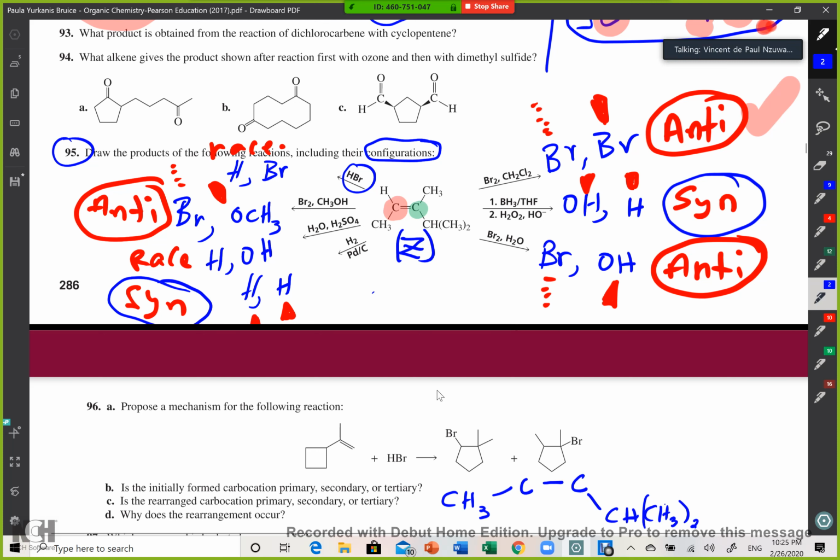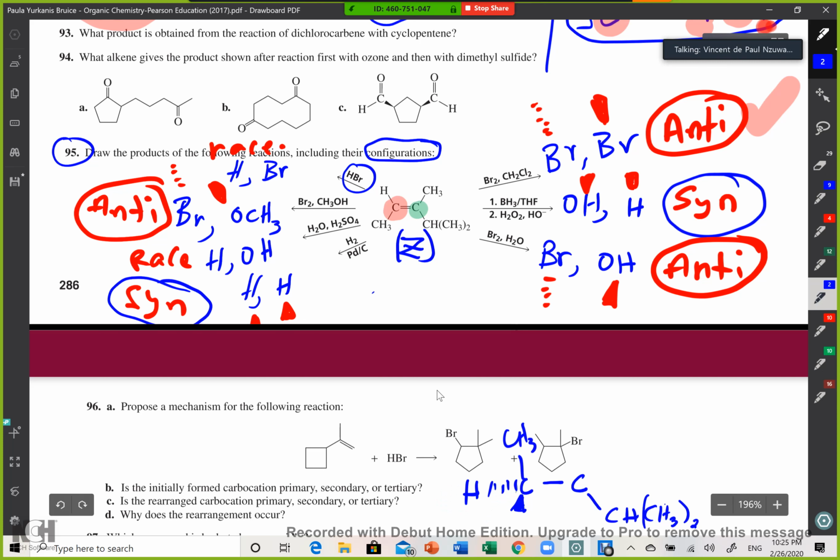Then I have to draw, remember, those stereochemical drawings. One of them will be wedge, one of them will be dash. Don't ask me which one is which one is dash, because I don't know yet. So I'm just drawing them, and then I will determine their stereochemistry. Does that make sense? Okay. Yes, right now I will simply draw them and then determine their stereochemistry.